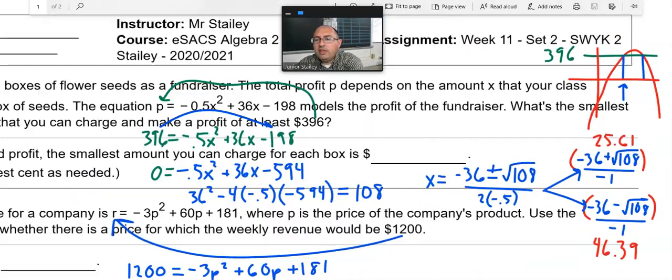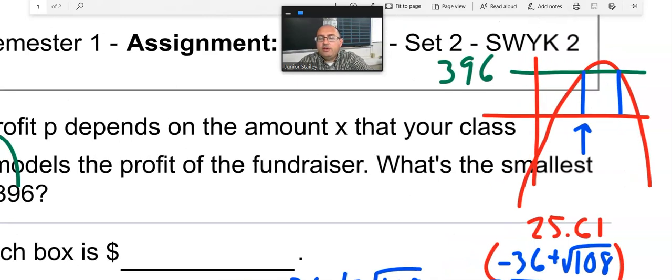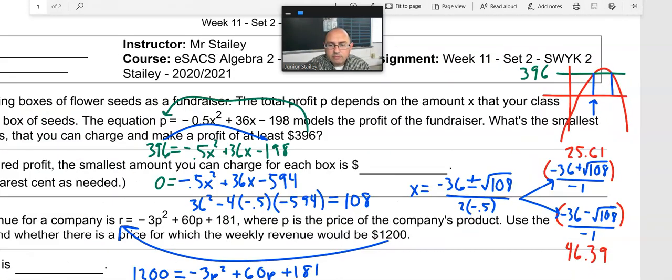All right? Now, what are we really dealing with? They want to know something, and we have an upside-down parabola like this red one. They want to know if the green line, 396, is going to cross it. I guarantee you it will. It's going to cross it twice. Okay. Let's look at their question.